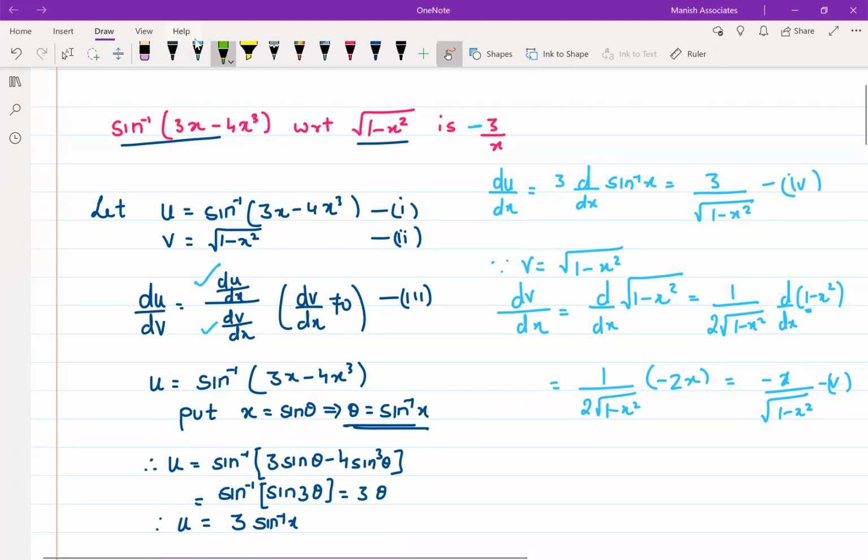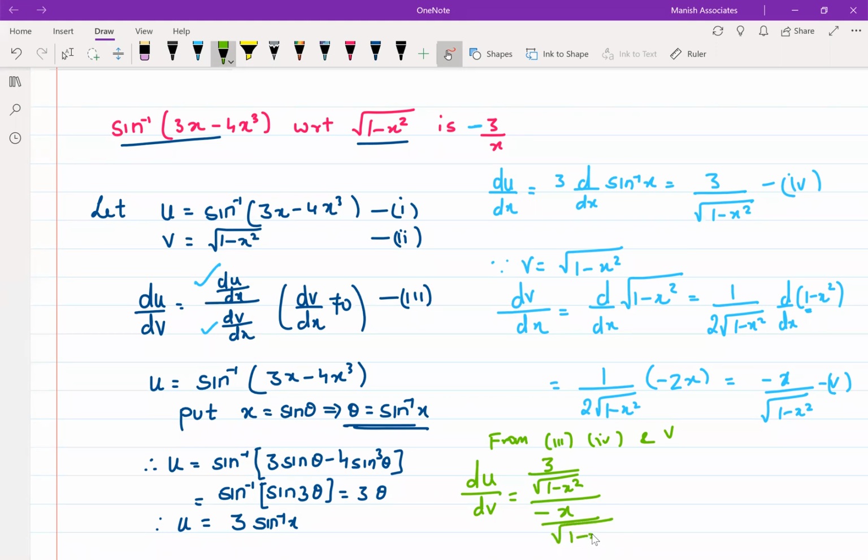Alright, you have du by dx, you have dv by dx, you just have to substitute in relation 3. So from 3, 4 and 5, du by dv is going to be equal to du by dx, which is 3 upon root of 1 minus x square, the whole upon minus x upon root of 1 minus x square, which was dv by dx. Root of 1 minus x square gets cancelled, so you are left with the required answer, which is minus 3 by x. I hope you all have followed it.